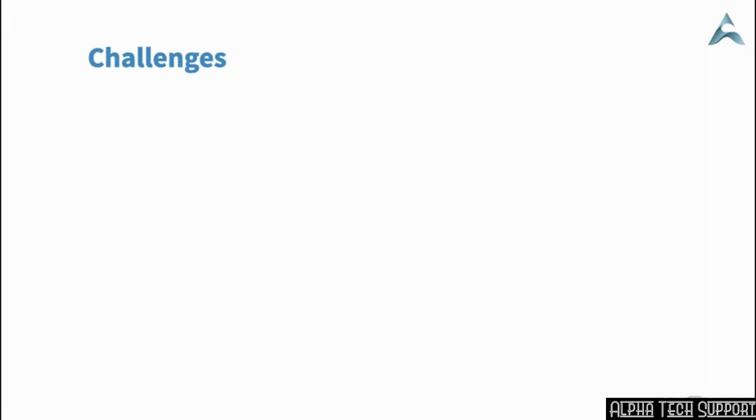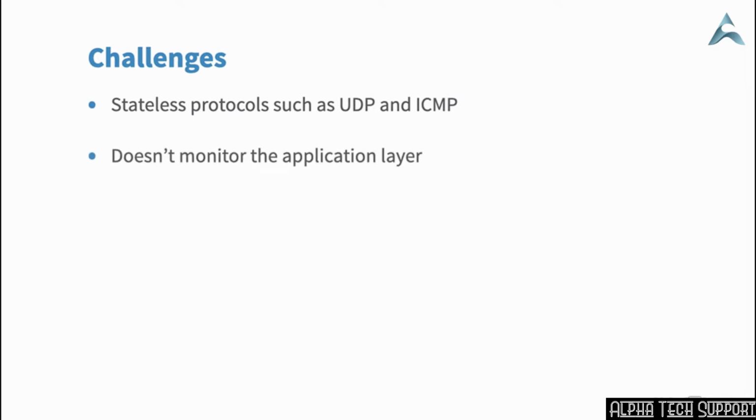Stateful firewalls have several benefits. However, there are a few challenges. Challenges with stateless protocols such as UDP and ICMP. And stateful filtering occurs at layers 3 and 4 of the OSI model, and as a result, the application layer isn't protected. And purely stateful inspection doesn't ensure authentication methods.